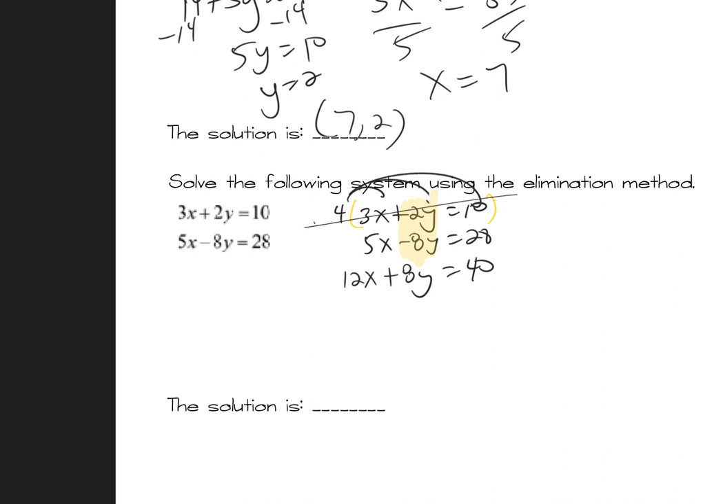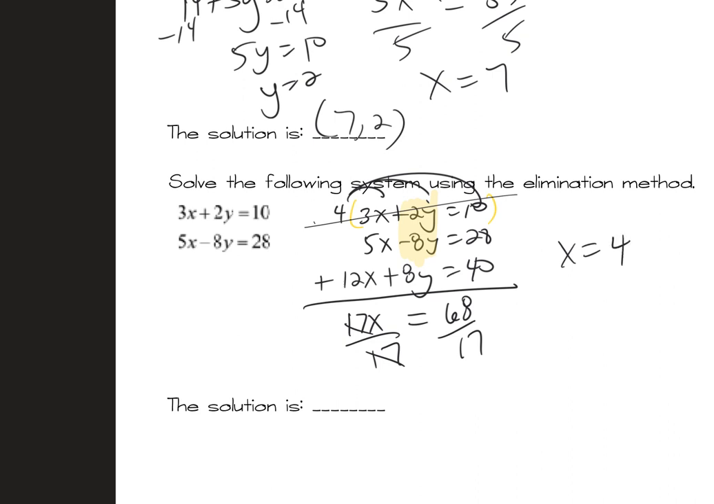And now I have a new situation to deal with where I can add vertically. And this time, when I add vertically, those y variables cancel. If I divide both sides by 17, 17 goes into 68. I actually think this is a beautiful thing, even though it doesn't seem like it should be. 4 times. I need to find the y, so I'm just going to plug in 4 for x.